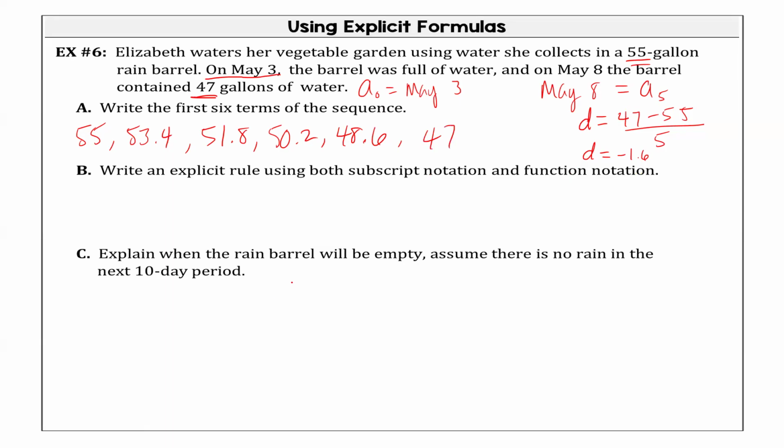How we doing? Pretty good. All right, we're going to write our explicit rule. So our A sub n, what is our explicit rule? Our explicit rule would be like 55, just because that's our a sub 0, right? And because we're already at a sub 0, our f of n is just simply that.